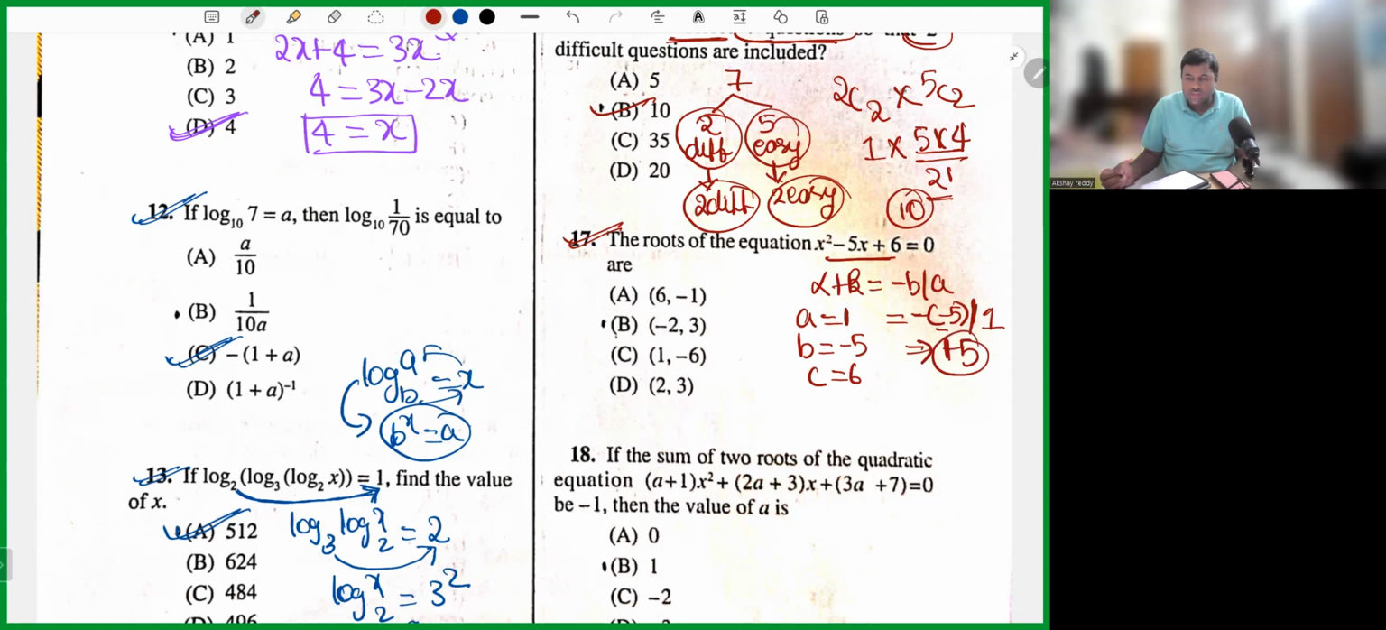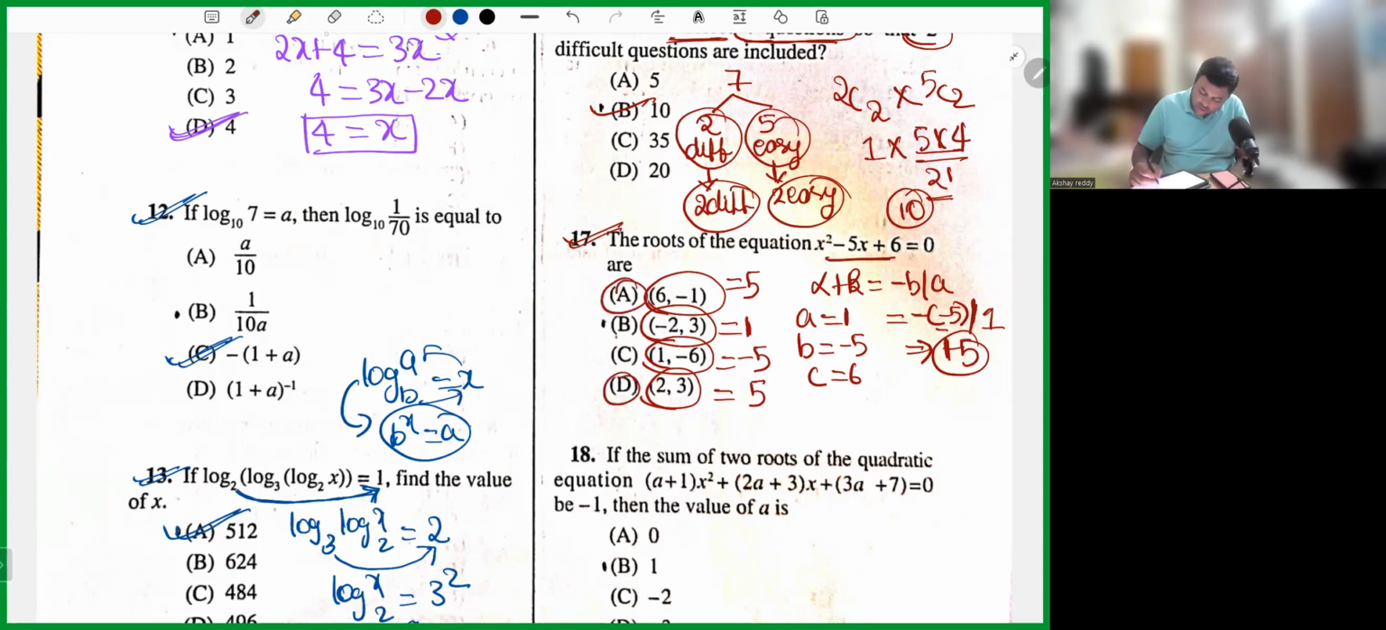Check in the options where sum is 5. What is 6 minus 1? 5. 3 minus 2? 1. Minus 6 minus 1? Minus 5. 3 minus 3 plus 2? 5. Sir, both the options are matching. A is matching, D is matching.